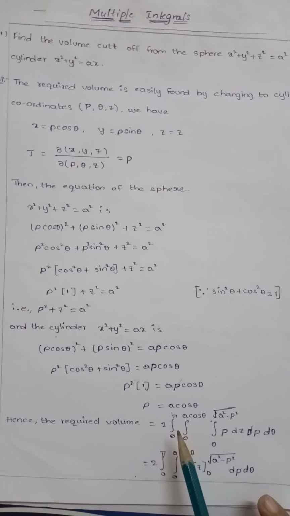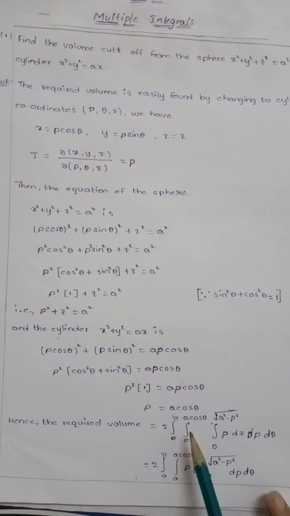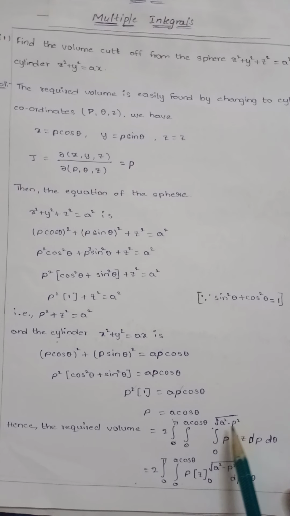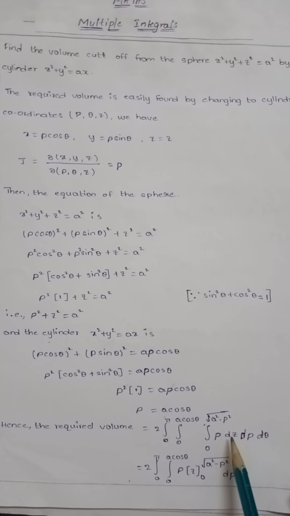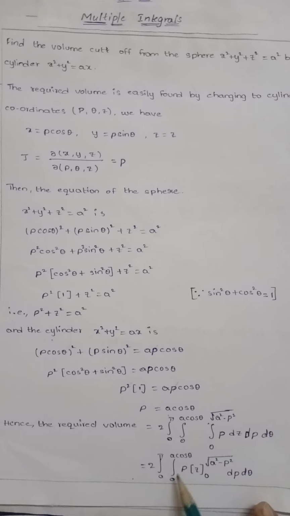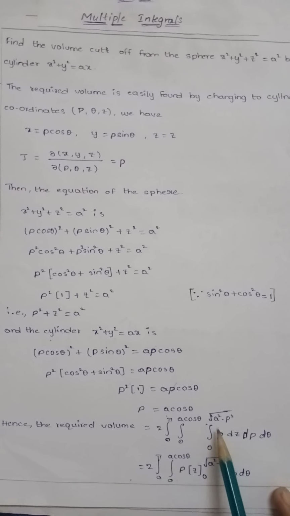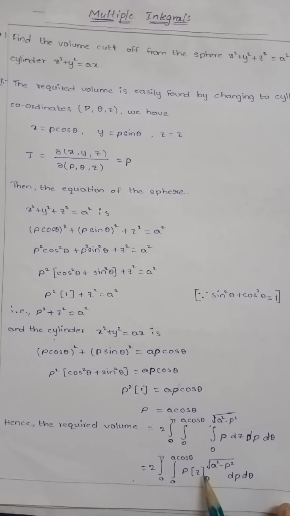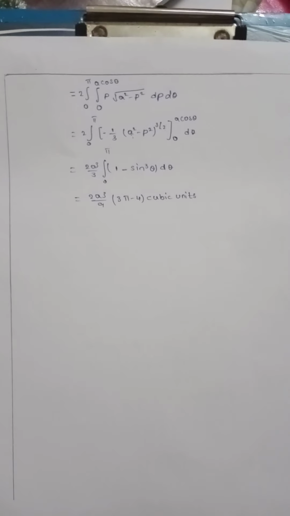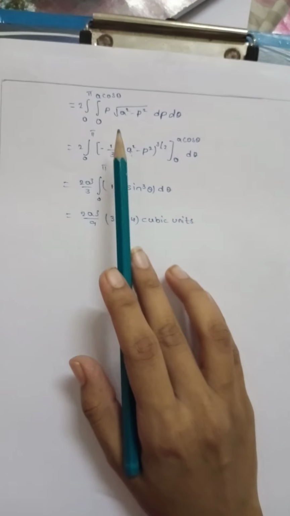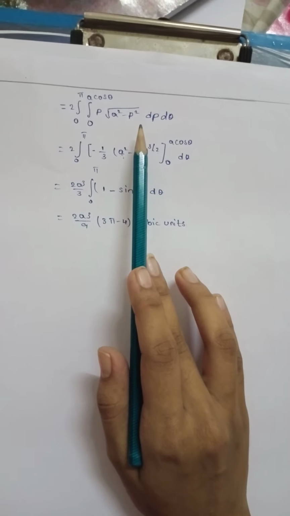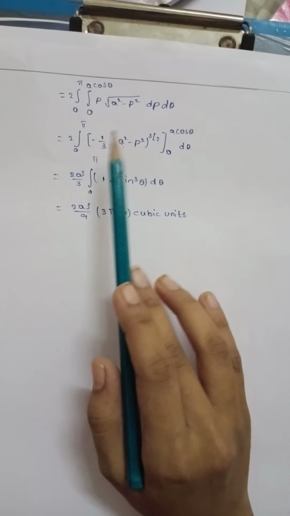Hence the required volume is equal to 2 integral 0 to pi integral 0 to a cos theta integral 0 to root a square minus rho square, rho dz d rho d theta. Then we substitute the limits for z, from 0 to root a square minus rho square, d rho d theta. Then we get 2 integral 0 to pi integral 0 to a cos theta rho root a square minus rho square d rho d theta.